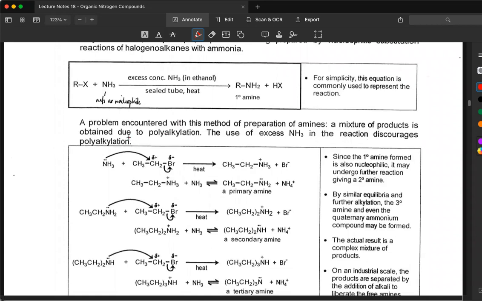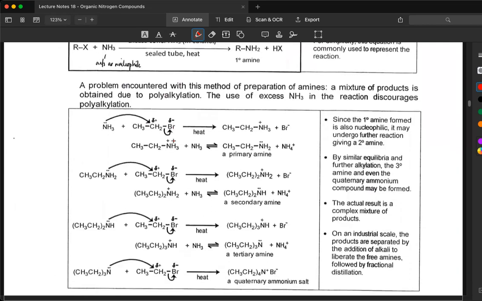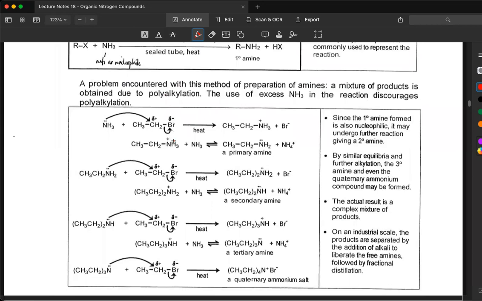However, the problem encountered with this method to prepare amine is that you will produce a mixture of products due to polyalkylation. So excess ammonia is used to discourage polyalkylation. You don't want other products other than the primary amine to be formed. Okay, so why is it so? What is polyalkylation? What is happening?